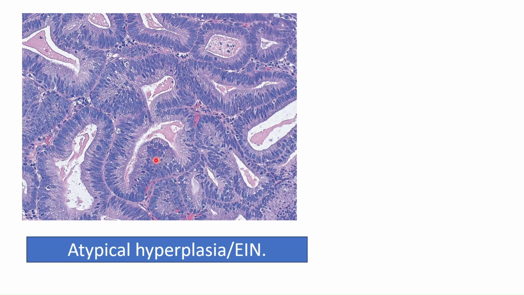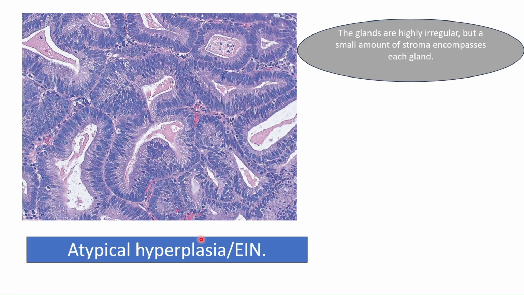So, here we can see again very easily identifiable. Gland-to-stroma ratio is very high, very scant amount of cytoplasm, back-to-back arrangement of glandular irregularity is maximum as compared to previous slide, and here we have to focus on nuclear features. So, this is atypical hyperplasia or EIN.